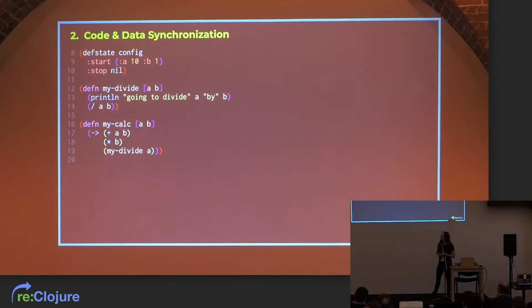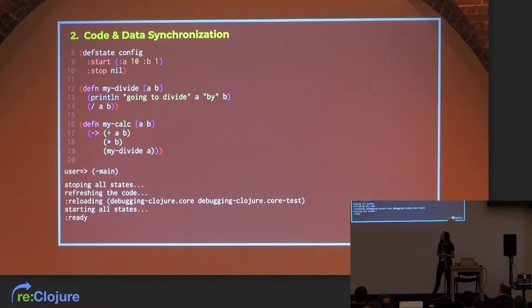Back to the example. Now we will call the main function, and we can see that it's stopping all the states, then refreshing the code. We are able to see the namespaces that are getting reloaded. Then it will start all the states. When it's ready, we can use the code again. We can call functions. We can do whatever we want without stopping the REPL and starting it again.